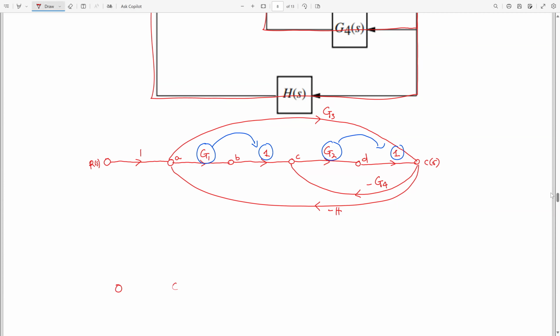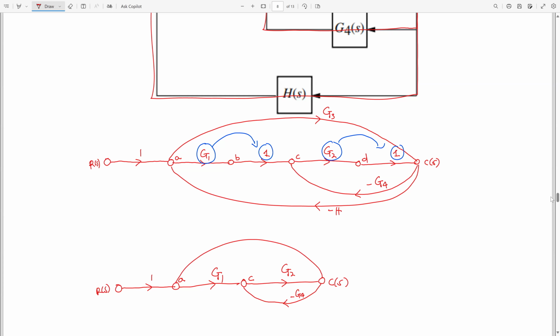That R of S. We have A, then it goes to C with a transfer function of G1. And then this goes straight to node C of S with a transfer function of G2. Then from node C of S, we play a back pole to node C, the transfer function of G4. And then from C of S, we play a long ball to A. And then with the transfer function, wait.